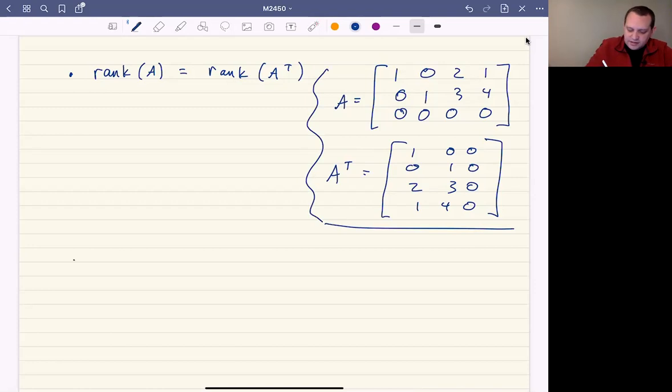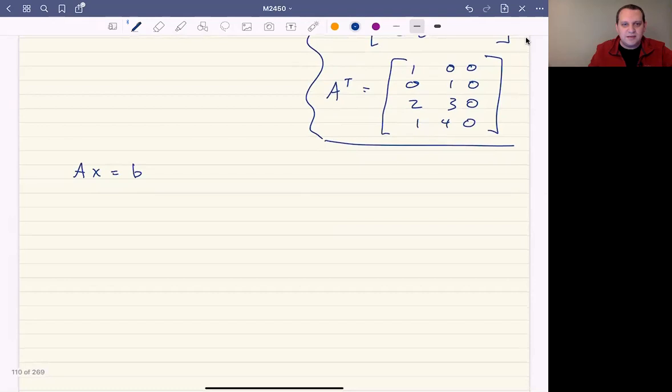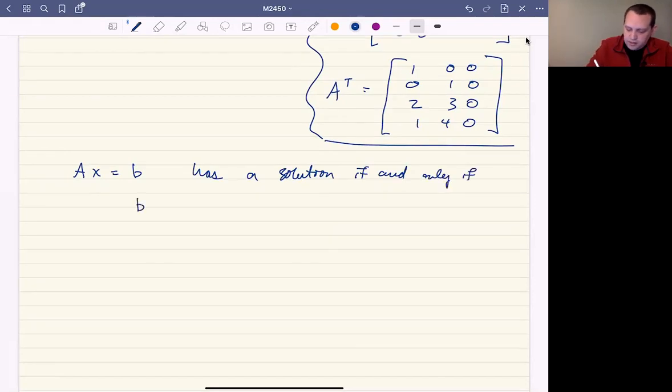Another thing to say is that oftentimes we study this system of equations Ax equals b, and Ax equals b has a solution, it turns out, if and only if b is in the column space of A. Okay, that's a pretty self-evident fact once you think about it. Maybe this is not something that we would have thought of right away.